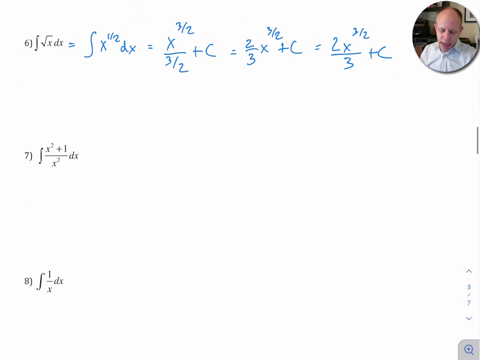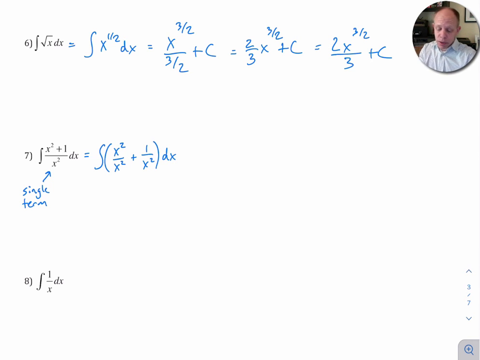All right, now number 7, here is another quotient of two functions. And in this case, just rewriting it isn't going to be helpful. We're going to have to do more than that. And so in this case, when you have a single term in the denominator, the best thing to do here is go ahead and actually divide before trying to take the antiderivative. And so let me show you what I mean by that. We can actually do x squared divided by x squared plus 1 divided by x squared.